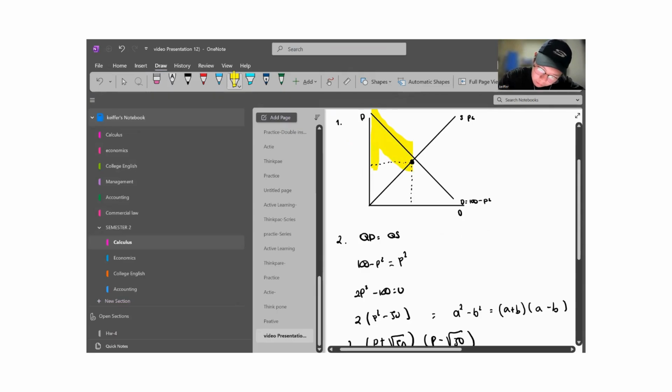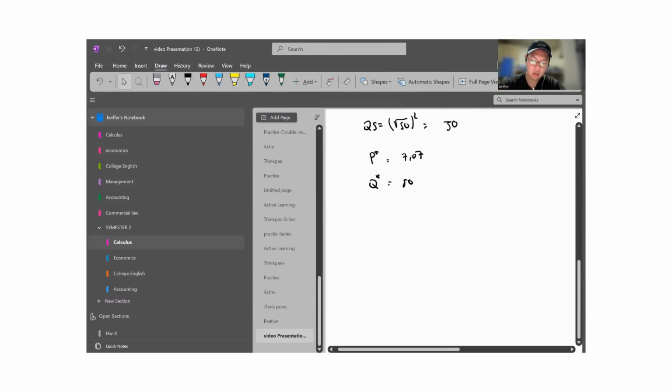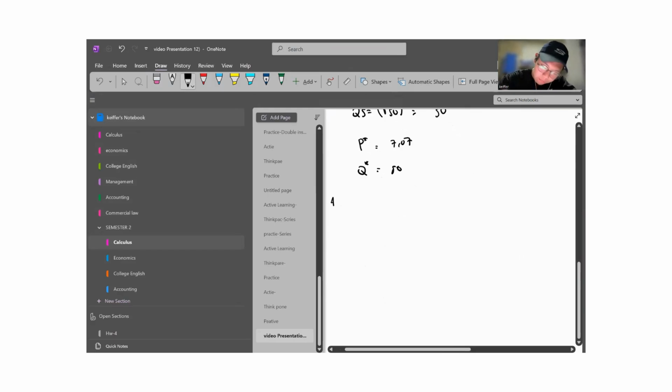This is the consumer surplus. And I shade in blue is the producer surplus. Let me write it. The consumer surplus is the area above the equilibrium price and under the demand curve, and the area below equilibrium price and above the supply curve is the producer surplus.